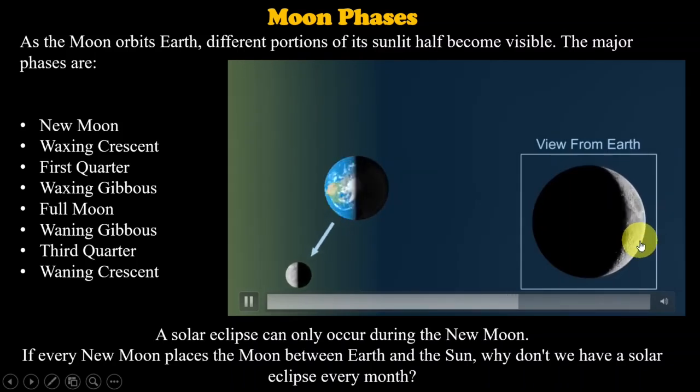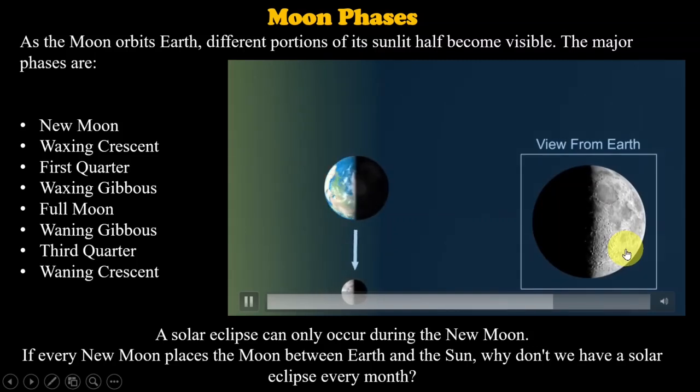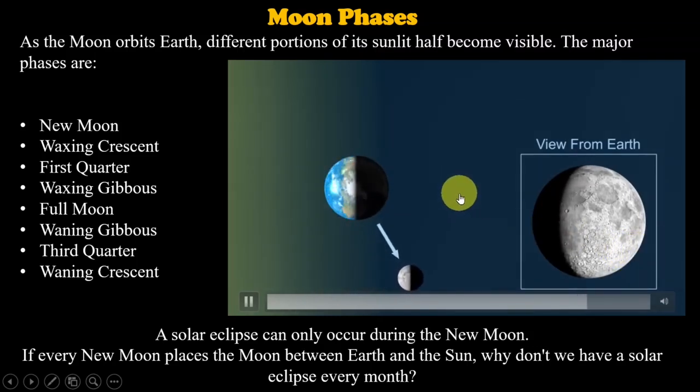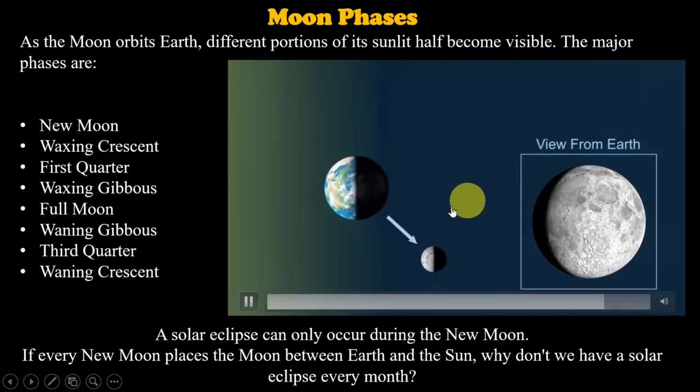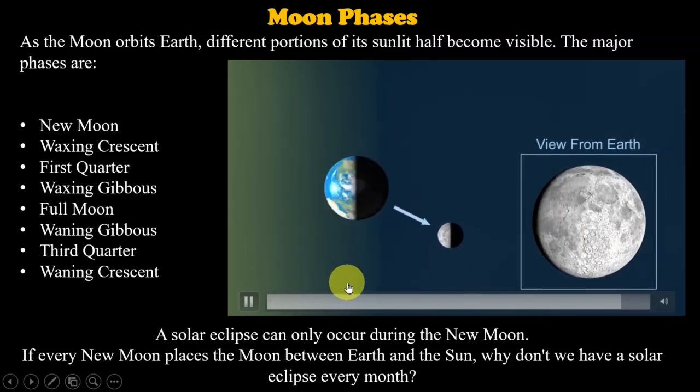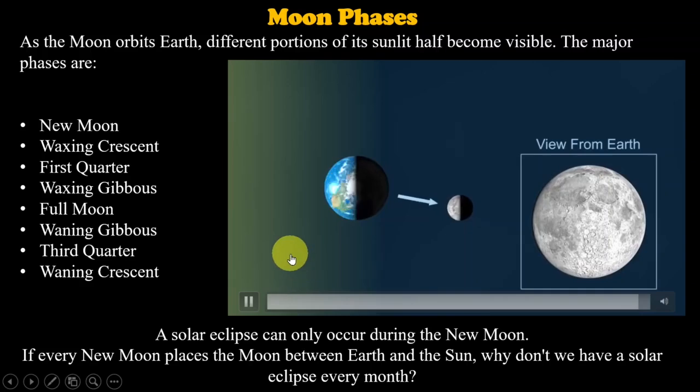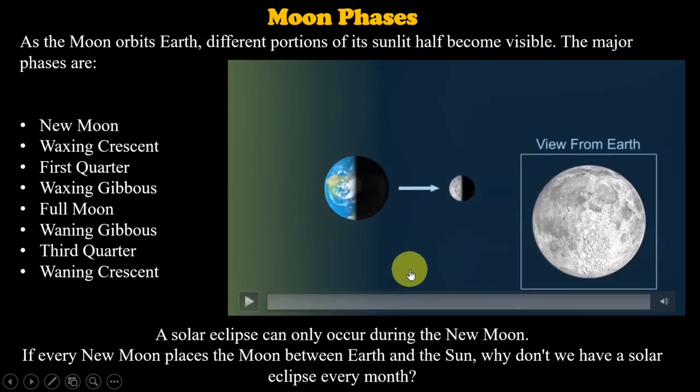So we have the waxing crescent. We have the first quarter. We have the waxing gibbous. We have the full moon. So full moon is when it comes here. Somewhere here is the first quarter, somewhere is the waxing crescent, somewhere is the waxing gibbous. So here is the full moon.